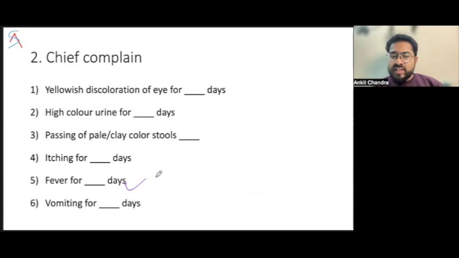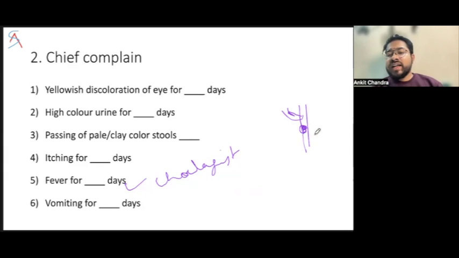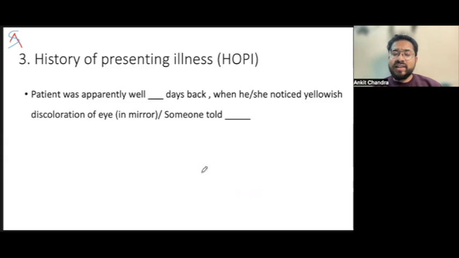Fever we see in the case of cholangitis. Imagine if there is any obstruction of the bile duct, then there will be stasis of your bile, and there could be secondary infection, which can cause cholangitis. Then history of presenting illness.